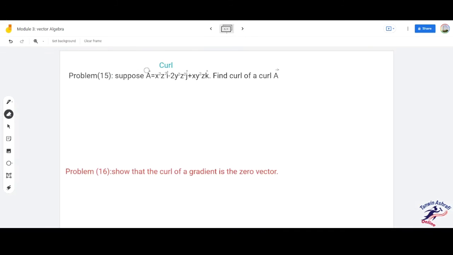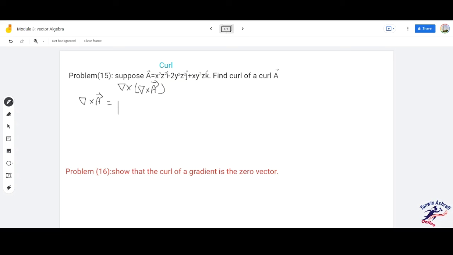Next we are working on the curl. Problem number 15. Suppose A is equal to x square y z square i cap minus 2y square z square j cap plus x y square z k cap. Find the curl of curl A. That means we need to find the double curl of A. So let's first find del cross A, and then we will find del cross of that.